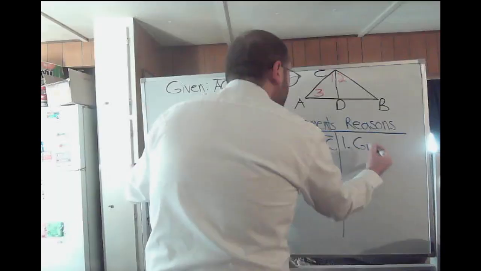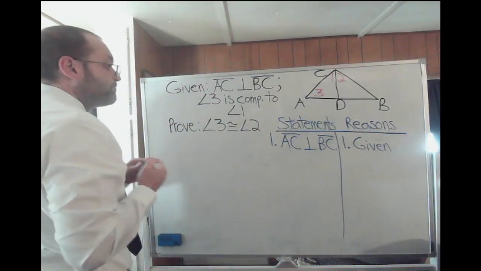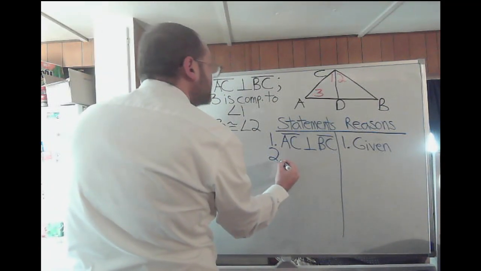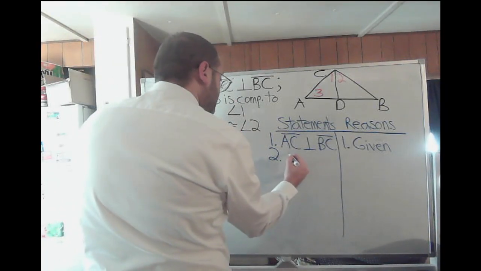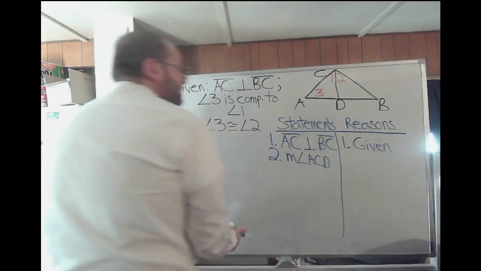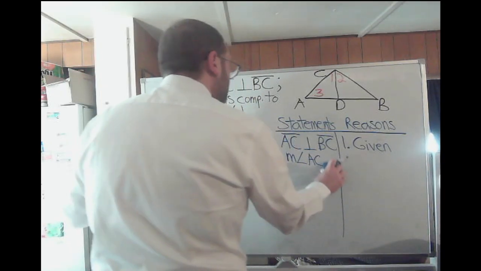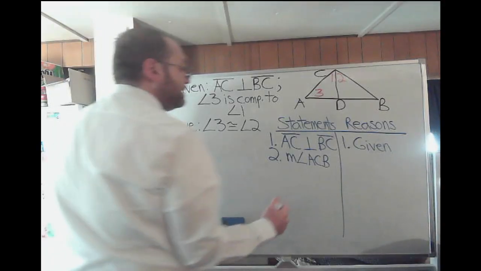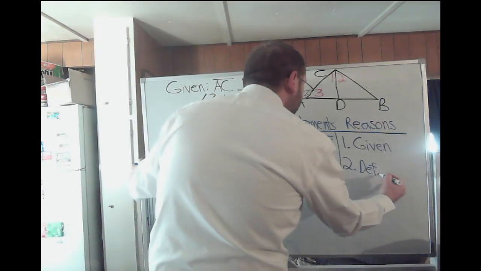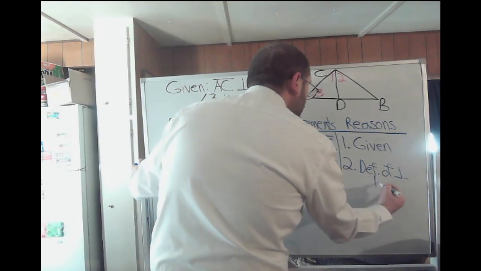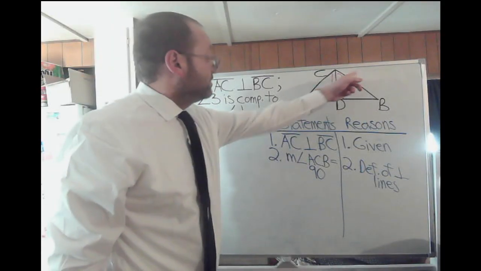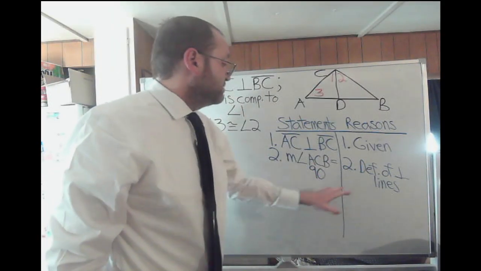Sometimes you'll use the given information in pieces. Well, if segment AC is perpendicular to segment BC, that's going to mean that the measure of angle ACB, excuse me, the whole thing, the measure of angle ACB equals 90 by the definition of perpendicular lines. So good.